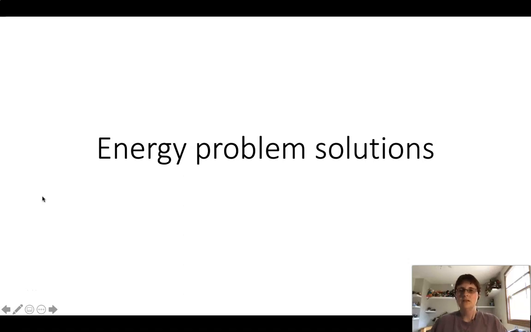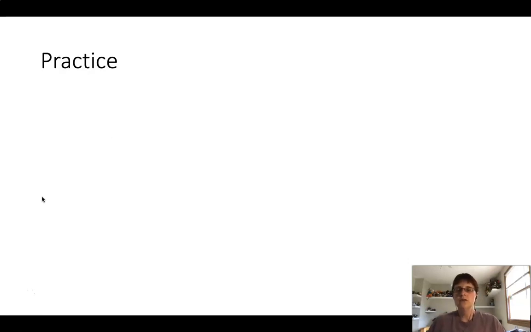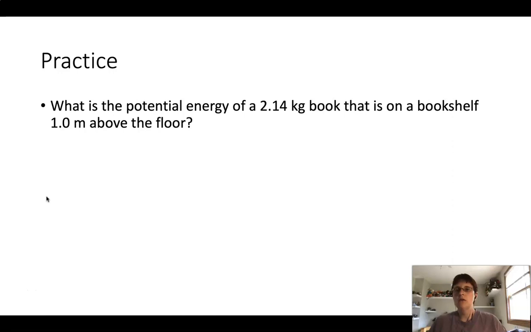These are the solutions to the energy problems from the energy lecture from chapters 5 and 6. We're going to start first with the gravitational potential energy problems.